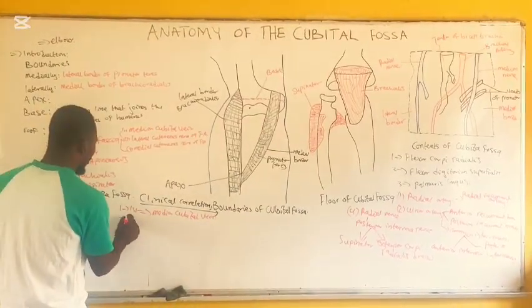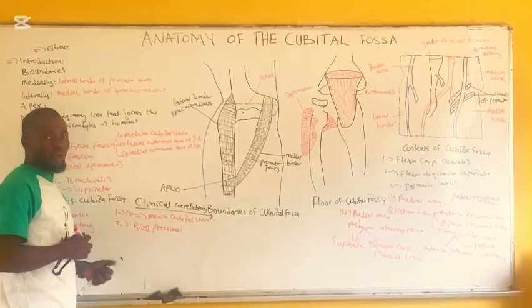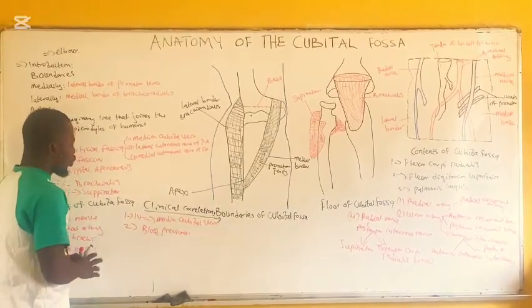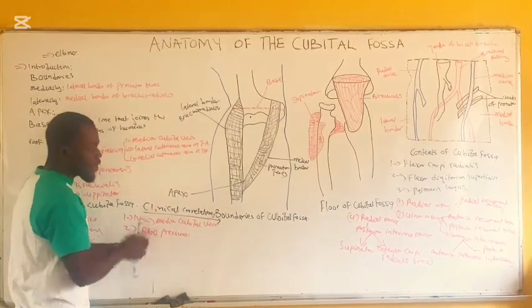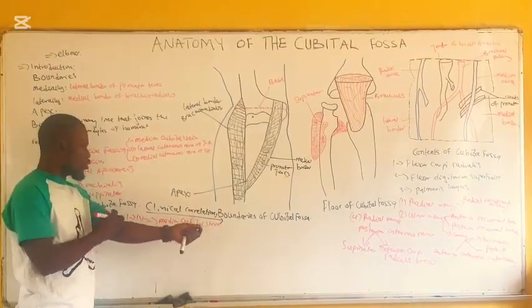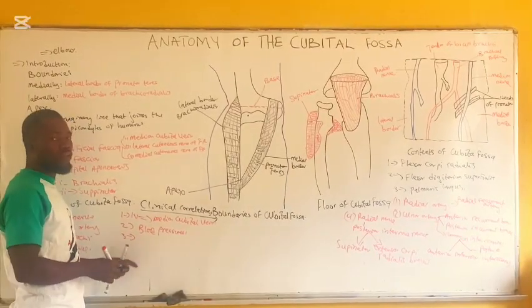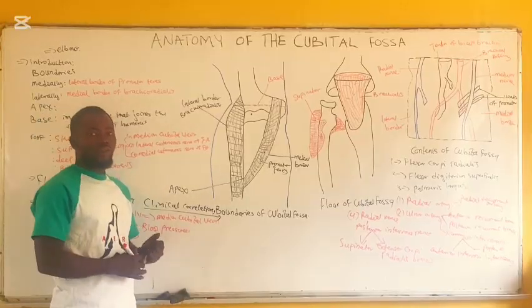Next one is blood pressure. Blood pressure is universally recorded by auscultating the brachial artery in front of the elbow joint. The next one is that the cubital fossa is very useful while dealing with fractures around the elbow region, such as the supracondylar fracture of the humerus. So this is about the cubital fossa.